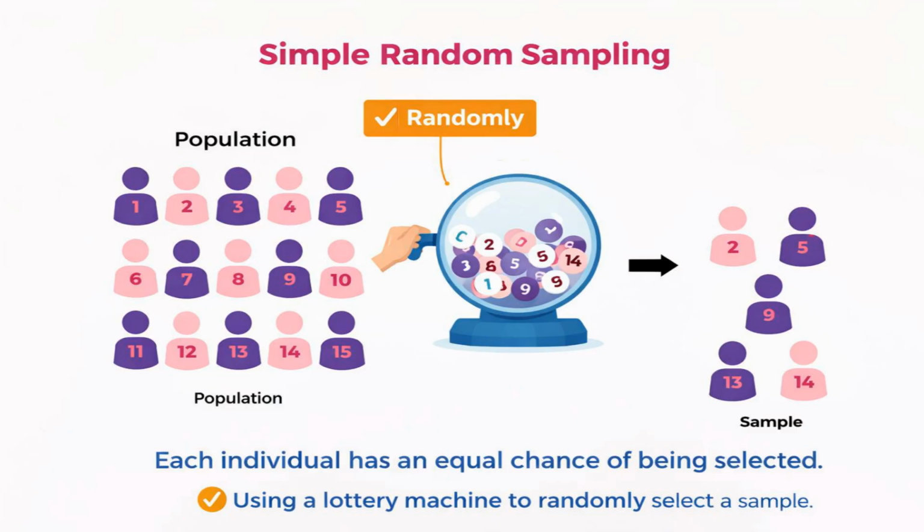In simple random sampling, every individual has exactly the same chance of being selected. Imagine you have a list of 1,000 students. You want to select 100 students. You can use a lottery method or use a random number generator in Excel or SPSS. The key idea is no bias, no preference, no pattern. This method is simple, but requires a complete list of the population, which is not always available.